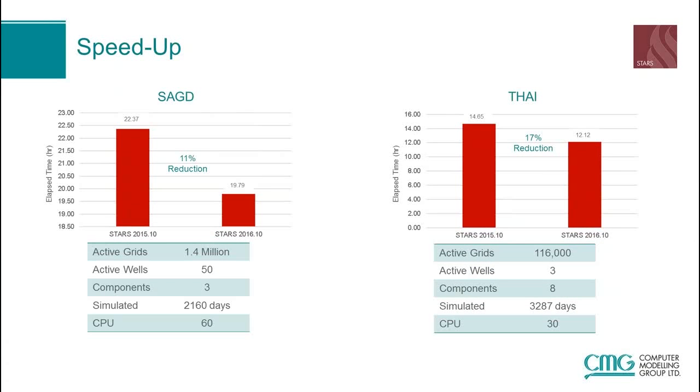For SAGD, 1.4 million cell model with 50 wells, we saw about an 11% reduction in the runtime. And an air injection data set, which typically is highly complex, you have a lot of reactions and other things going on in there, that we had a 17% reduction. So no matter the process, we're seeing reductions across the board, which is always something you want to see.